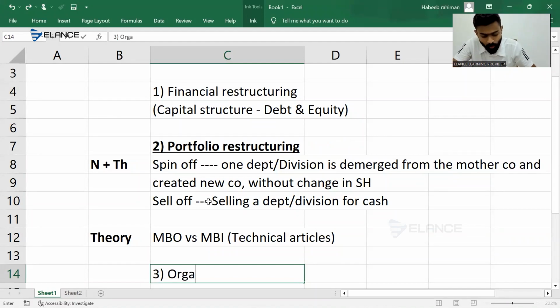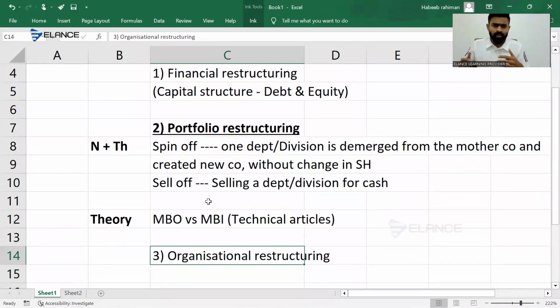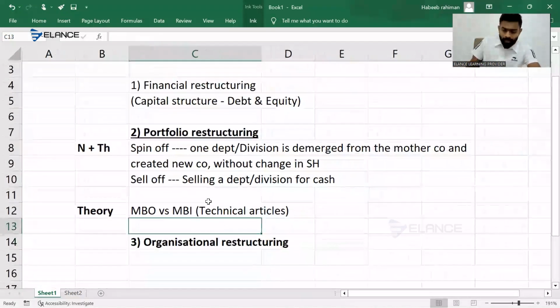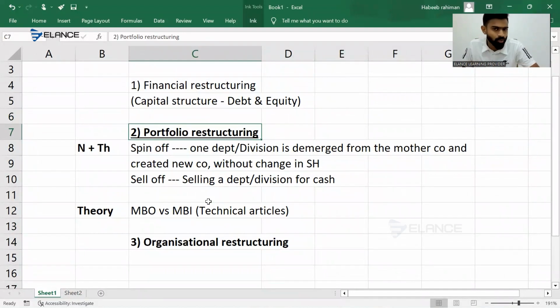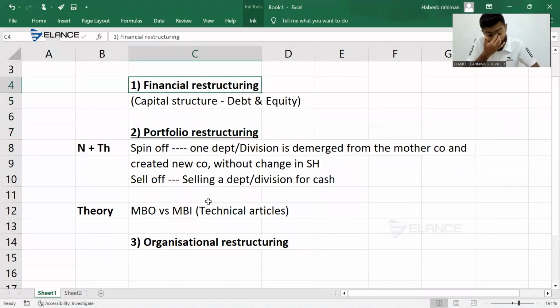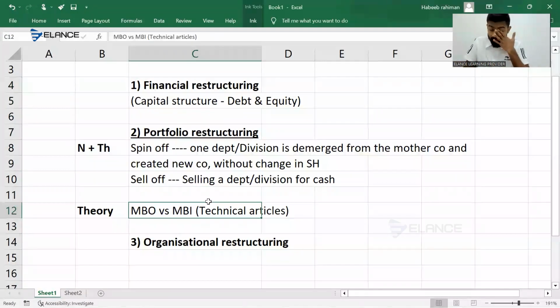organizational restructuring. This is just changing how the organization is structured, how the departments are organized. It could be departmental versus functional versus divisional structure. This is the least examined topic, but the most highly tested in the new exams is portfolio restructuring. Second is financial restructuring, and I'll say third chance for organizational restructuring.